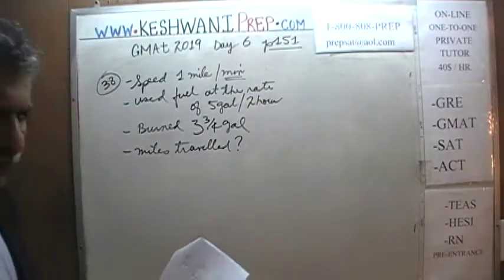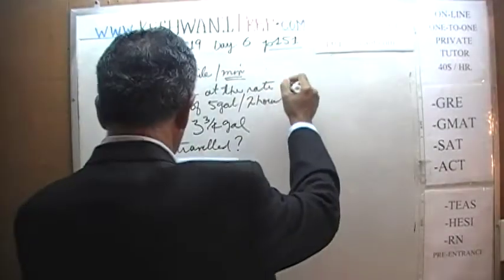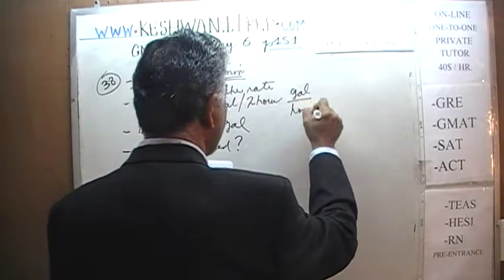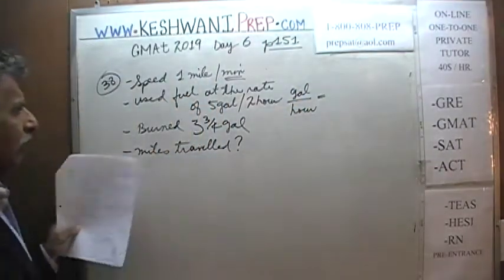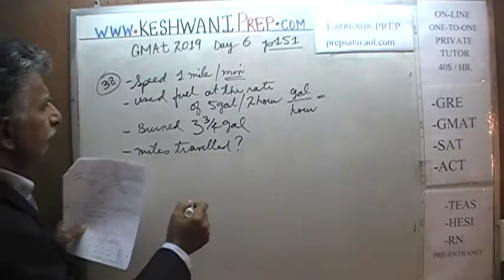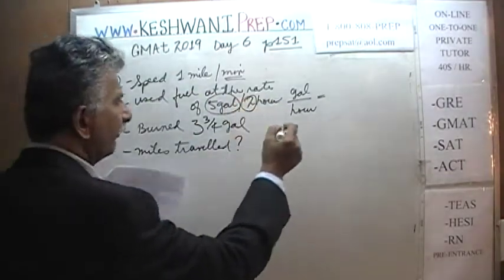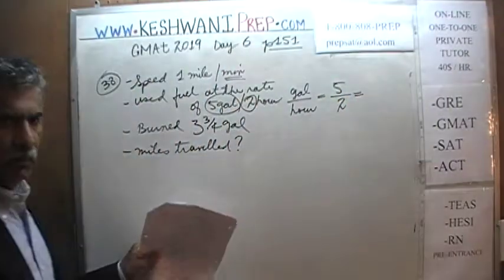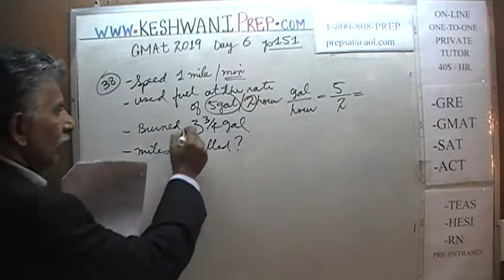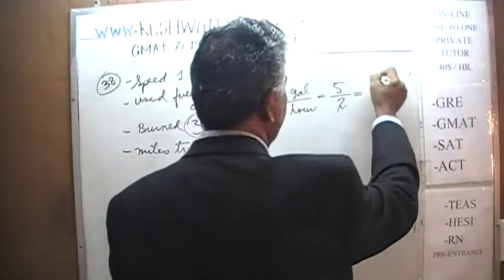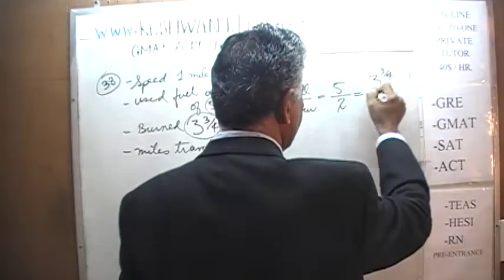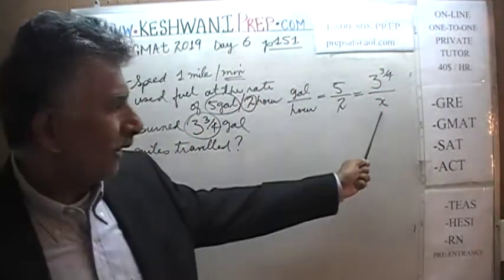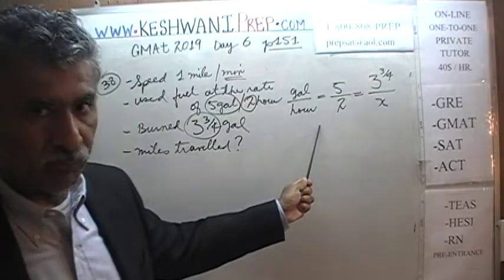Set it up as a ratio problem. Gallons over hour. Gallons over hour, and we know that we are burning 5 gallons in 2 hours. 5 gallons in 2 hours. And we also know that the actual journey took 3 3/4 gallons. That goes here, 3 3/4. If we solve for x in this ratio, it will tell you how many hours this person drove. So let's solve for x.